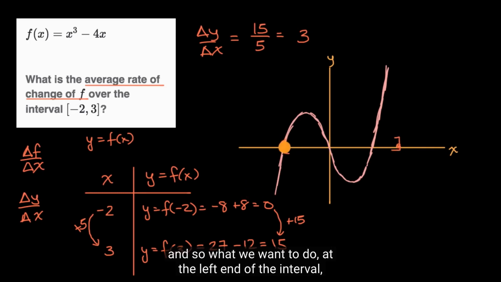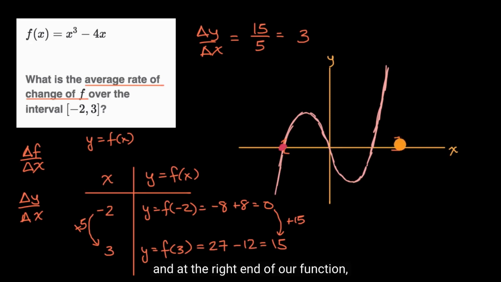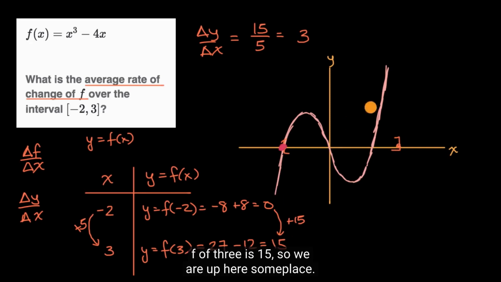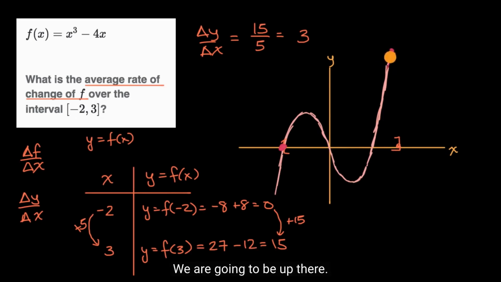And so what we want to do at the left end of the interval, our function is equal to 0. So we're at this point right over here. I'll do this in a new color. We're at this point right over there. And at the right end of our function, f of 3 is 15. So we are up here someplace. Let me connect the curve a little bit. We are going to be up there.